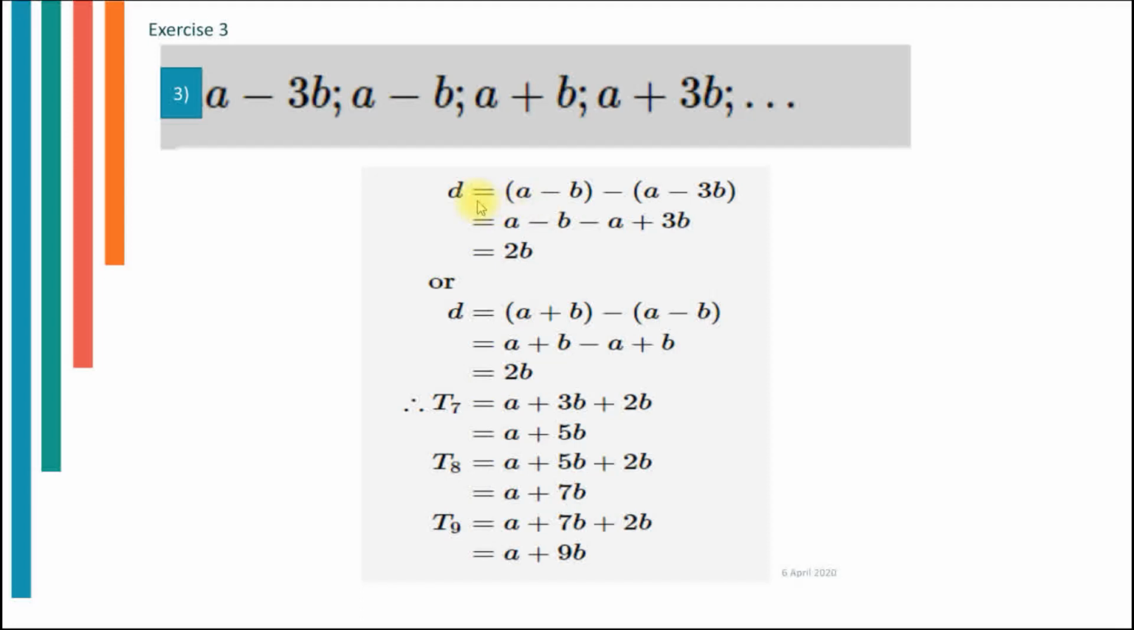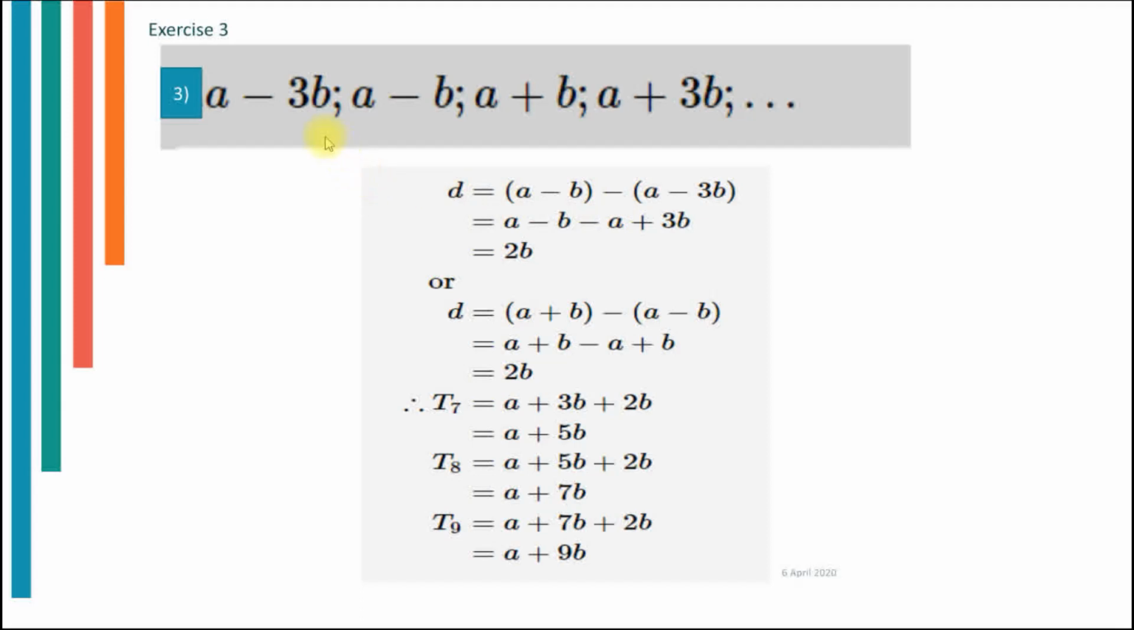We apply the same concept. We take T2, which is now a minus b. I put it in brackets there, so it's (a minus b), to show that a minus b is just one whole expression together. It's the second term, so I put it as a minus b in a bracket.